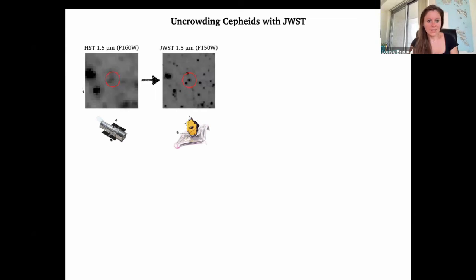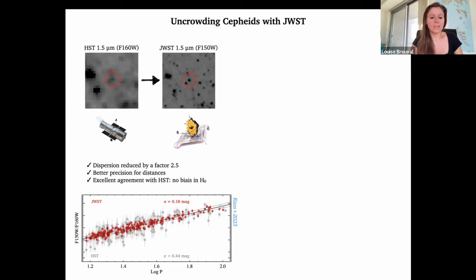All right. So now what we do with JWST is we reobserve these galaxies and these Cepheids with JWST. You can see here the difference for the same star. Here, it's hard to tell how many stars are in the red circle, but now with JWST, it's much easier to say. So this is an actual example of a Cepheid observed with JWST. And we have been able to measure the PL relation in these galaxies.